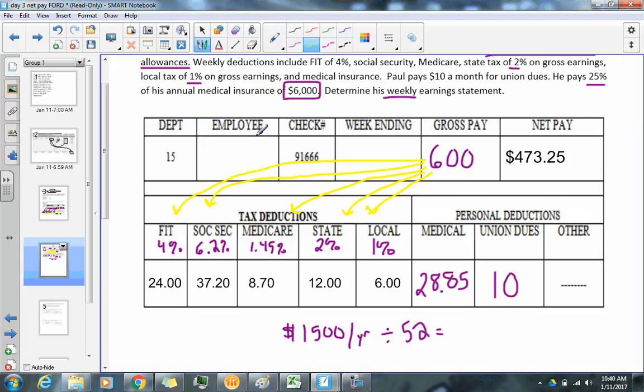So I'm going to now take everything that's on this bottom row. I'm going to subtract it from $600, and I did that to get $473.25 for my net pay. So that's how you find an earnings statement.